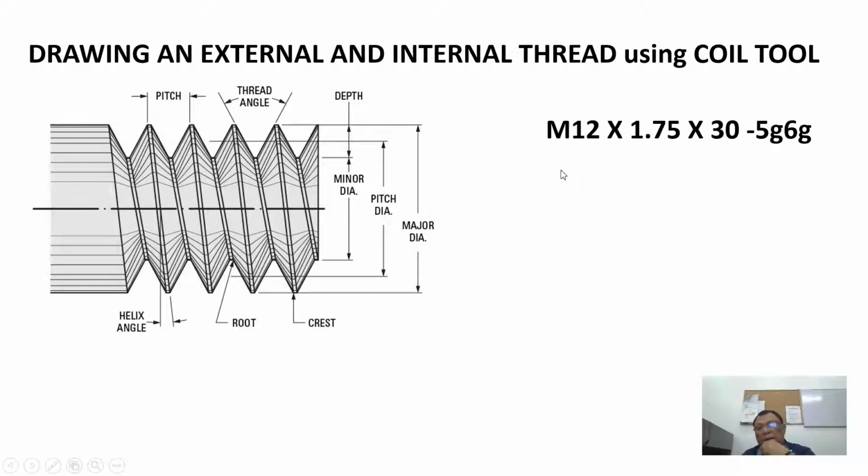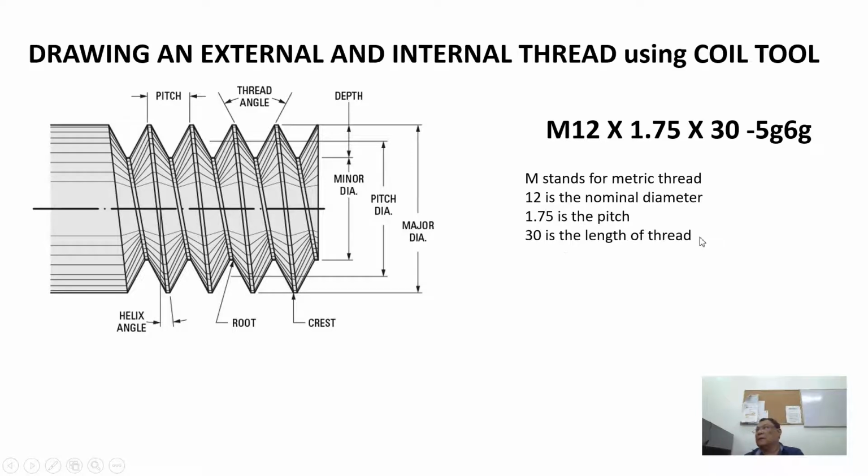Today, we'll be drawing a thread with a specification of M12 by 1.75 by 30 slash 5G 6G. Now M stands for a metric thread. 12 stands for the nominal diameter, or the outside diameter for that matter, for an external thread. 1.75 stands for the pitch, of course, in millimeters. And 30 is the length of the threaded portion.